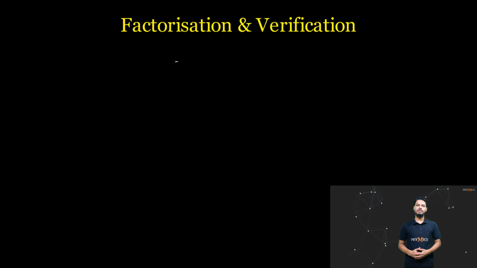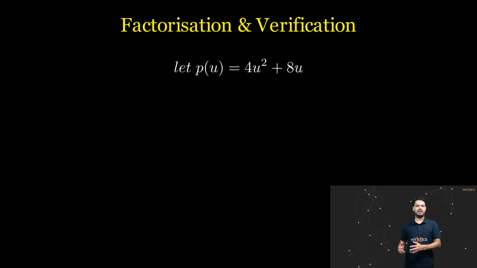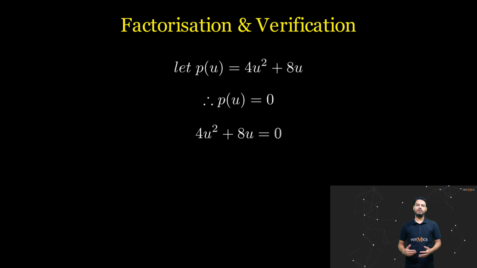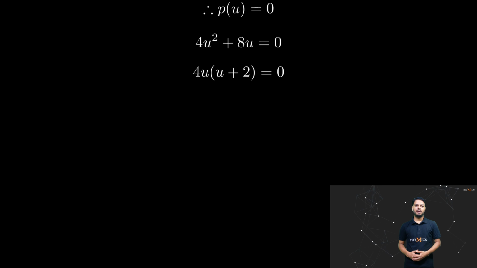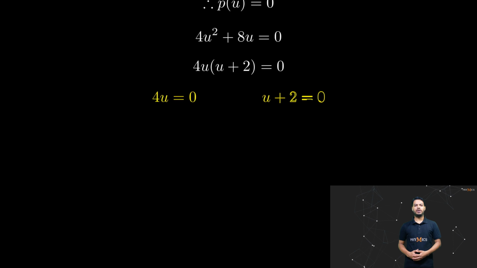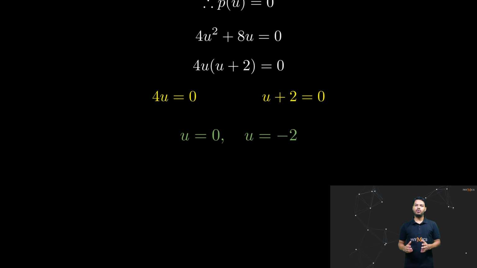Let the polynomial be p(u) = 4u² + 8u. Now to find the zeros, just equate the polynomial p(u) to 0. By inspection method, direct common method is applicable. Taking 4u as a common factor from both the terms, we get 4u(u + 2) = 0. Since anything multiplied by 0 is 0, therefore equating each factor to 0 we get u = 0 and u = -2.